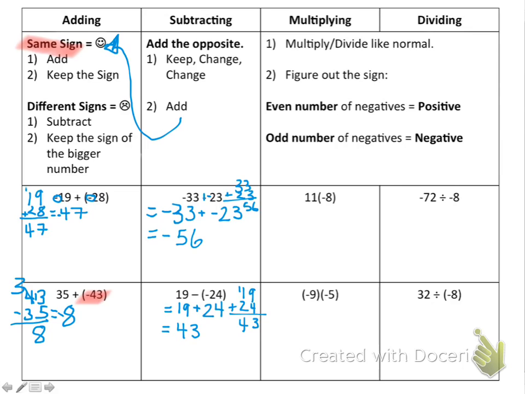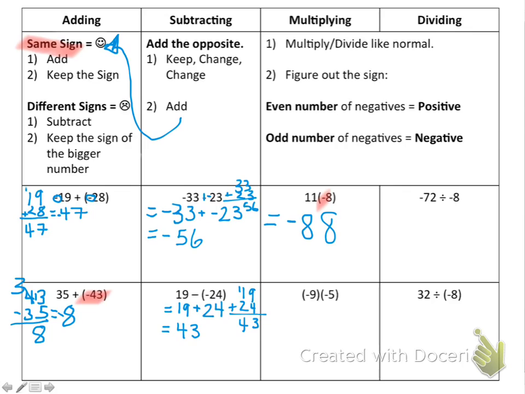So let's do the first one. Here we have multiplication. Remember, I don't need to put that multiplication symbol anymore. I could just put the parentheses like this, and it means the same thing. So I multiply like normal. What's 11 times 8? That's 88. Now we've done step 1, multiply or divide like normal, and we just need to figure out our sign. All right, in our question, I see that we have one negative sign. And I know 1 is an odd number, so we don't have any other negative to make that negative feel better. So our answer is going to be negative.